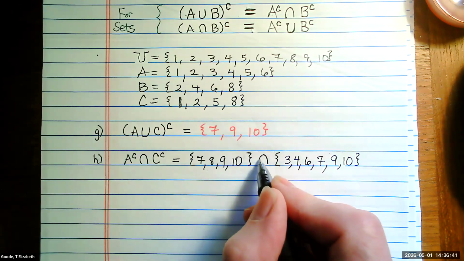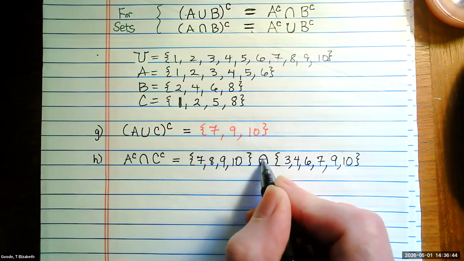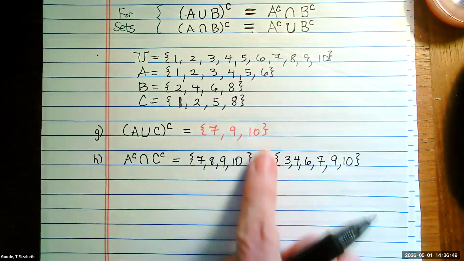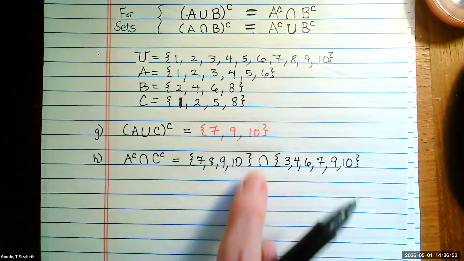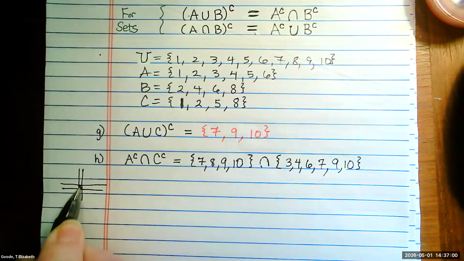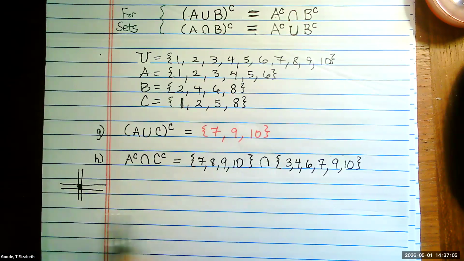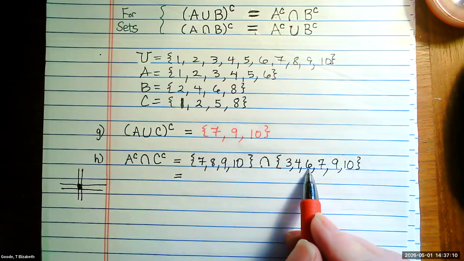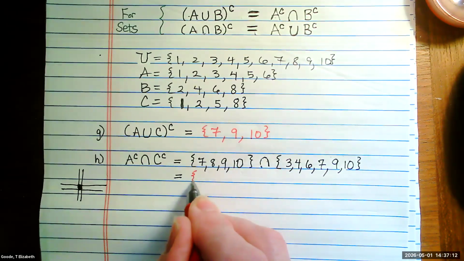Remember, the intersection looks like a soft capital A, for "and." Also, if you have a hard time remembering intersection, think of two streets: the intersection is the part of the street that's part of both streets. So what is our A complement intersect C complement going to give us? It's going to be 7, 9, and 10.